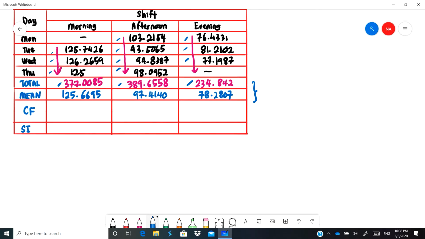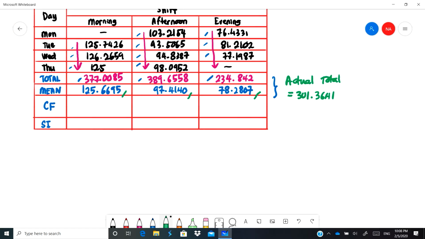Please take note that you have to total these: 125.6695, 97.4140, and 78.2807. You'll get the actual total, which will be 301.3641.